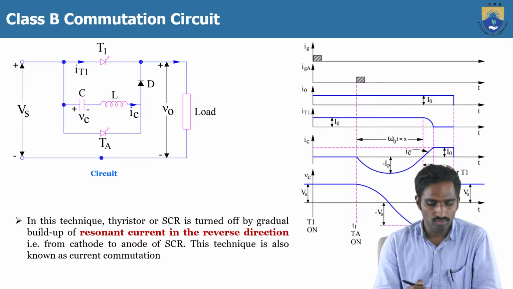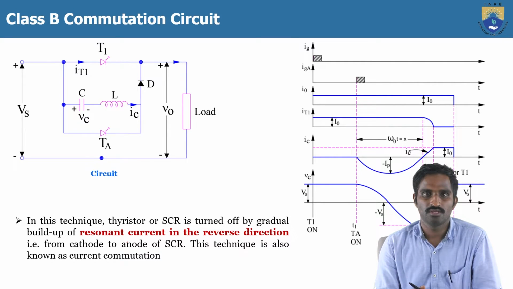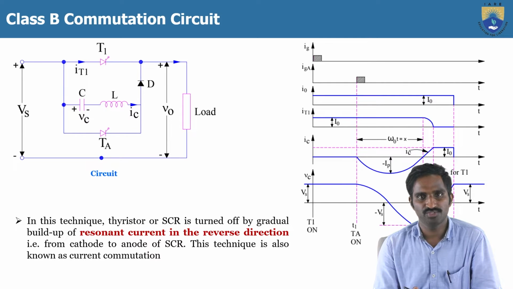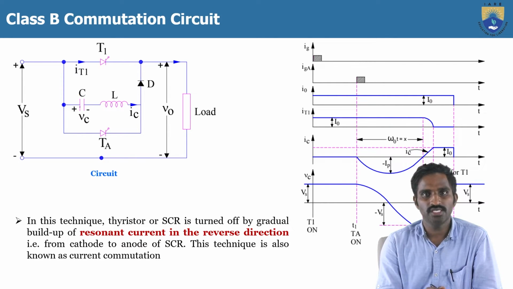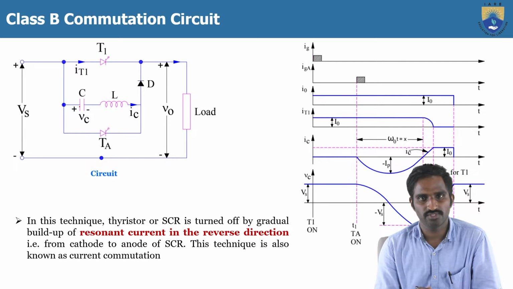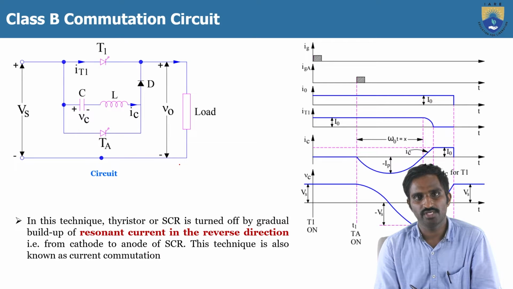Then how will the thyristors T1 and TA get turned off? Before that, we should have some assumptions. The first assumption is that the capacitor is initially fully charged. The second assumption is that the load current is always constant. These two assumptions we are going to take to discuss the operation of commutation B.